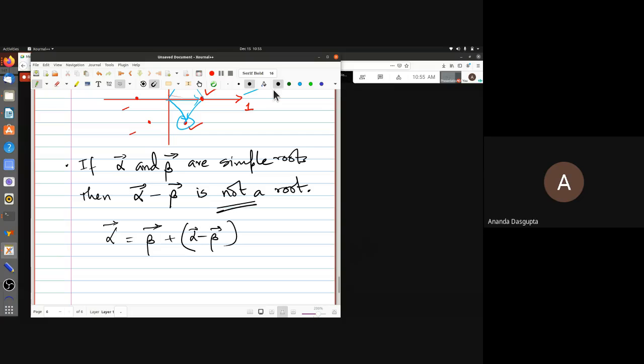Beta is a positive root. Beta being a simple root is positive. Remember, simple roots are subclasses of positive roots. The set of simple roots forms a subset of positive roots. This is positive. But is this expression enough to say that alpha cannot be simple? Or do you have a contradiction with alpha being simple?